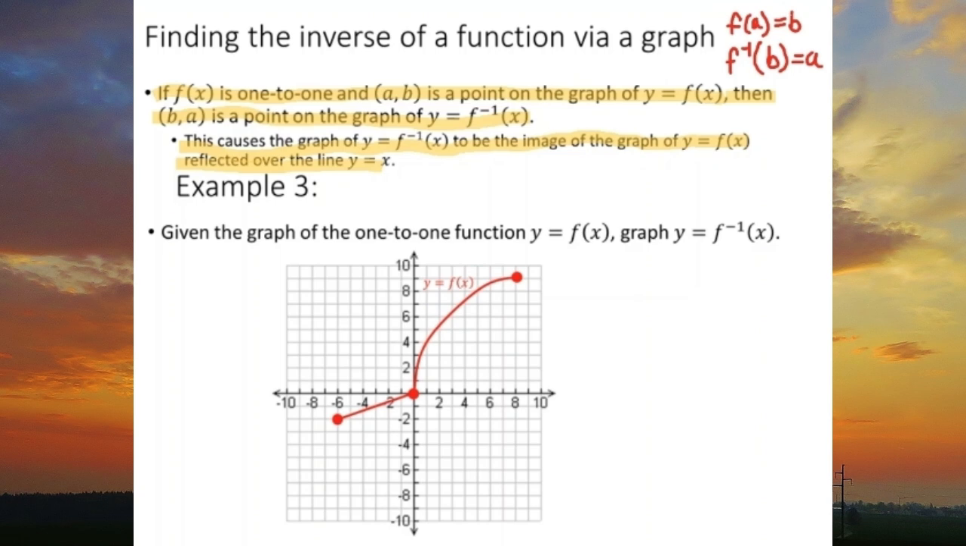To graph the inverse, we'll start by identifying key points on our graph of f of x and then interchanging the x and y coordinates. Our first point here at the bottom left is the point (-6, -2). When we switch the x and y components, we obtain the point (-2, -6).